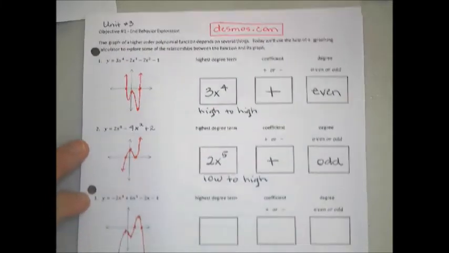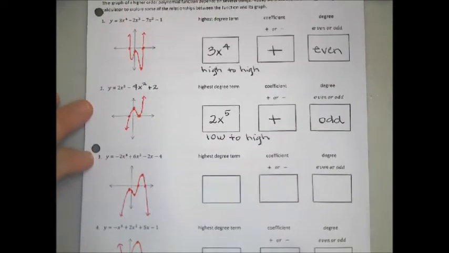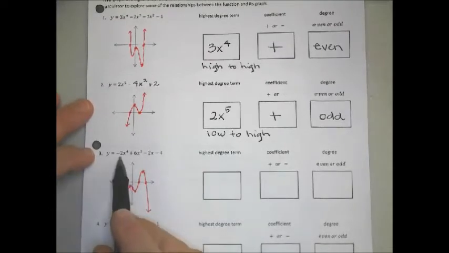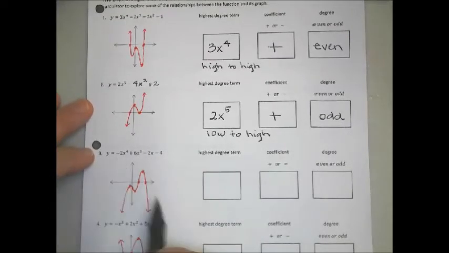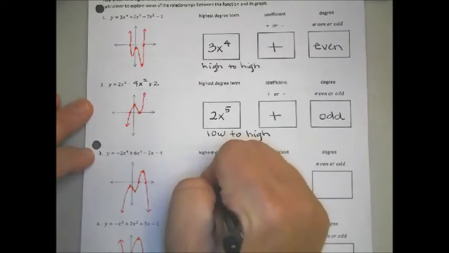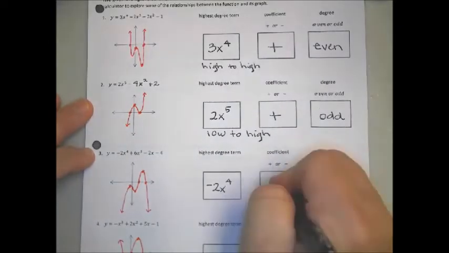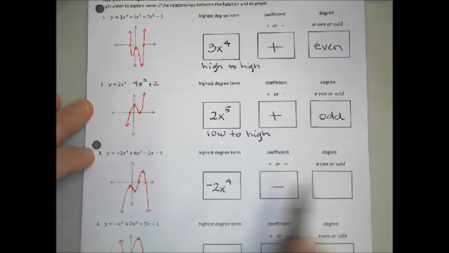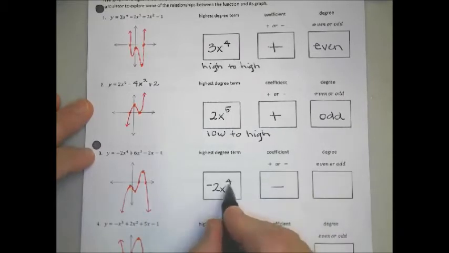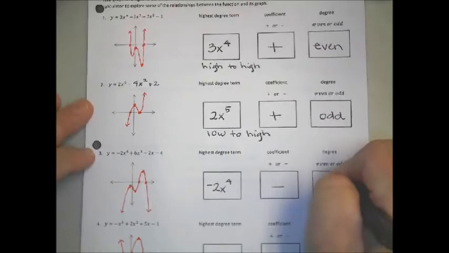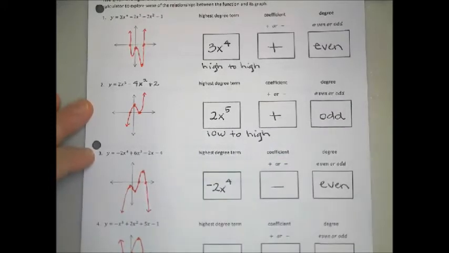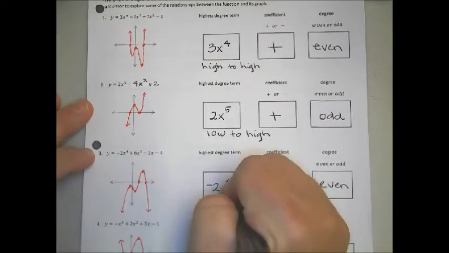Now, looking at the next one. Another polynomial equation. Negative 2x to the fourth is the highest degree term. The coefficient is negative, but the power, the exponent, is even. And notice its behavior. It starts low, it does some bouncing around, but it also ends low. So this is called low to low.